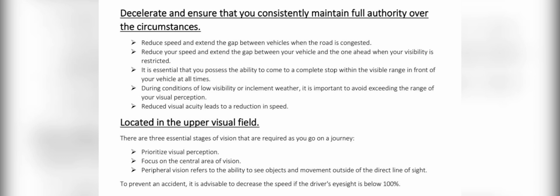During conditions of low visibility or inclement weather, it is important to avoid exceeding the range of your visual perception. Reduced visual acuity leads to a reduction in speed. There are 3 essential stages of vision that are required as you go on a journey. Prioritize visual perception. Focus on the central area of vision. Peripheral vision refers to the ability to see objects and movement outside of the direct line of sight. To prevent an accident, it is advisable to decrease the speed if the driver's eyesight is below 100%.